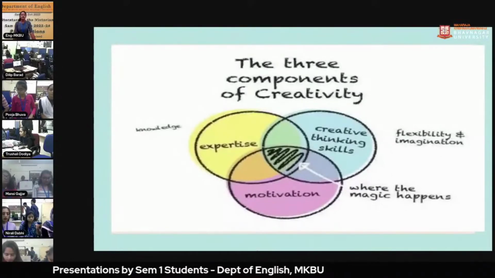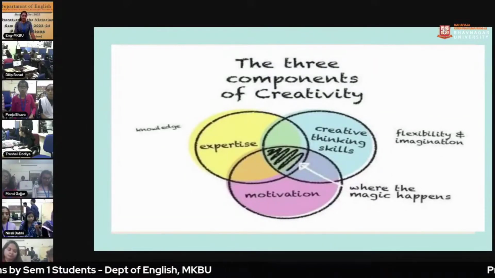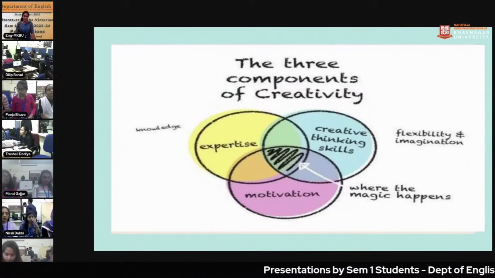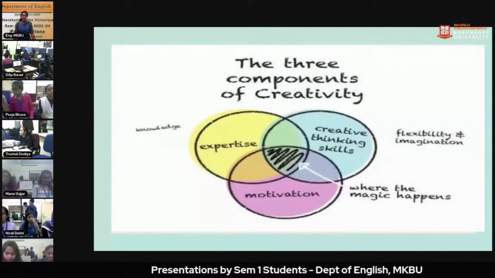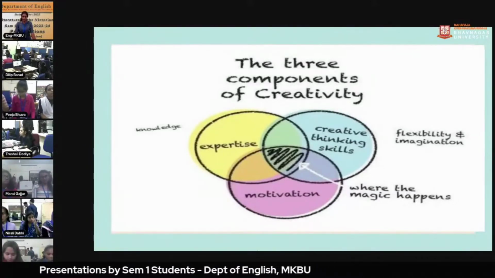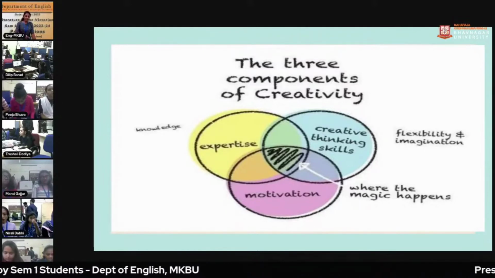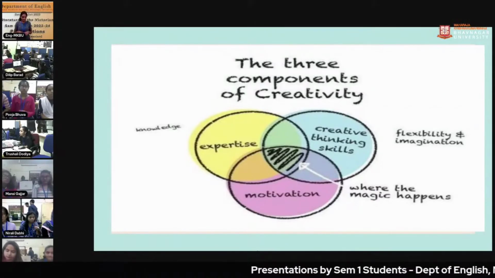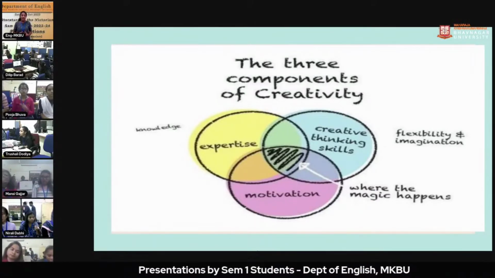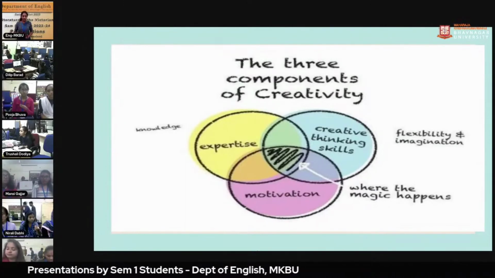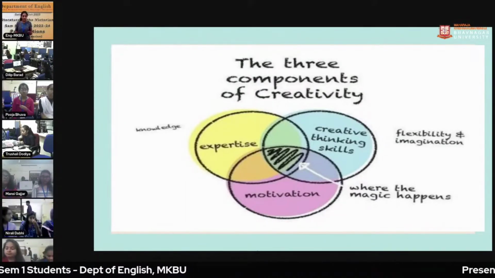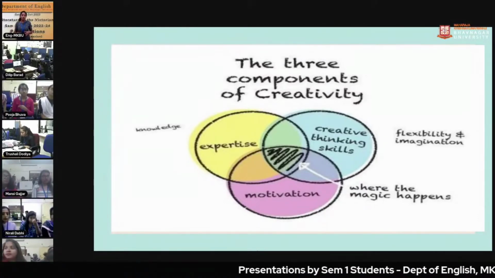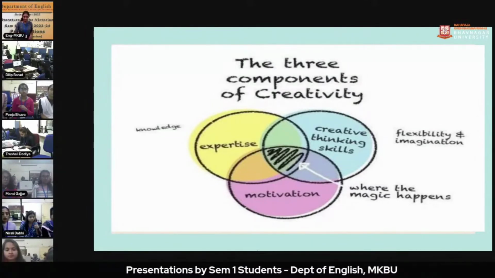I would like to conclude my presentation with this image where three components of creativity are given: knowledge, which is expertise; motivation; and creative thinking skills, meaning flexibility of imagination. When these three things merge together, that is where the magic happens. If these three things go together, then and only then can we get fruits out of that. So to conclude my presentation, I will say that facts are not the only thing important, and imagination is not the only thing important. When both go together, it will definitely work.